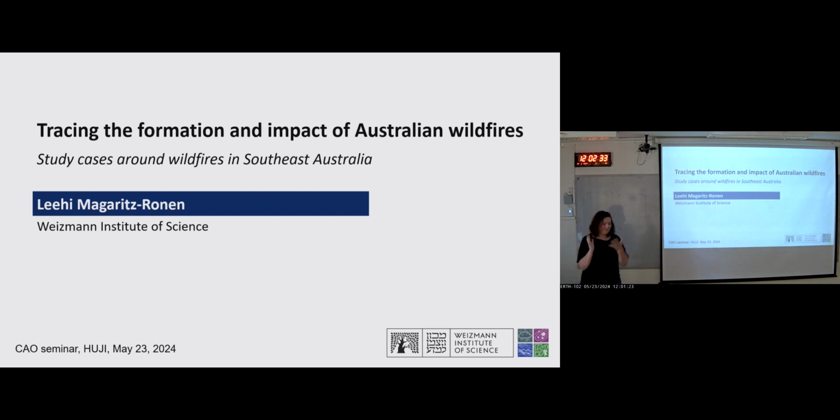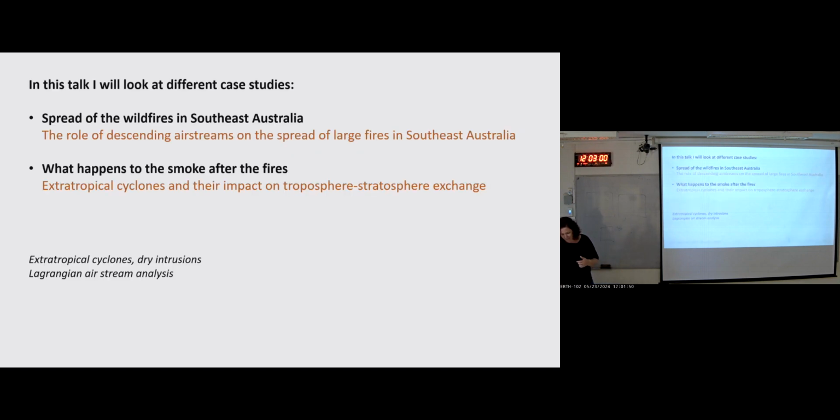Okay, so I'm Leehi. I'm currently at the Weizmann Institute. I'm working with Shira Raveh-Rubin, whom I think most of you also know. And we're part of the Dynamical Meteorology Group. I'm going to talk today about the formation and the impact of Australian wildfires from a synoptic dynamical outlook. I'm going to show you a few case studies that we've been doing, and hopefully they're going to point to a few different aspects of the fires and the dynamical systems as well.